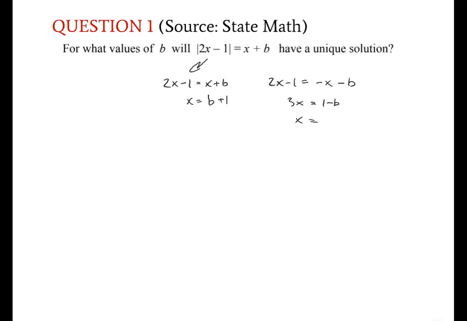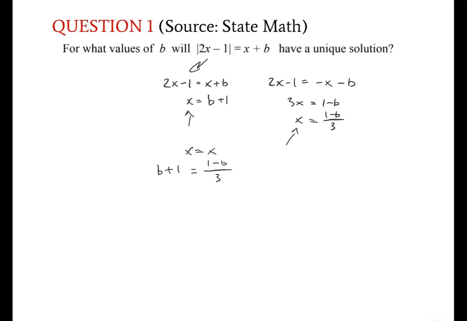And then so x is equal to (1 minus b) divided by 3. So to solve for b, we want to find b. So we know that x and x are the same thing. So we can set them equal to each other. So we'll have b plus 1 is equal to (1 minus b) over 3. And now we can solve for b.